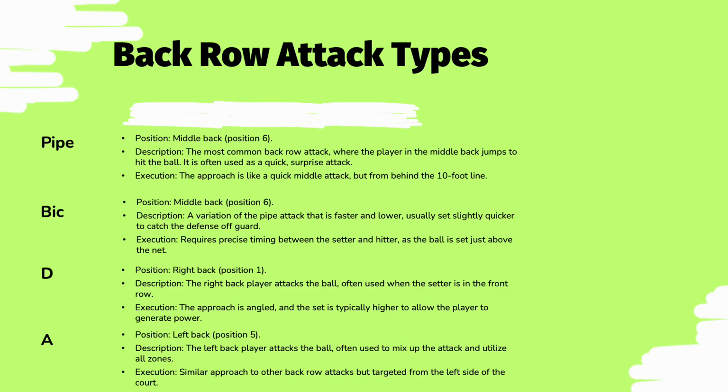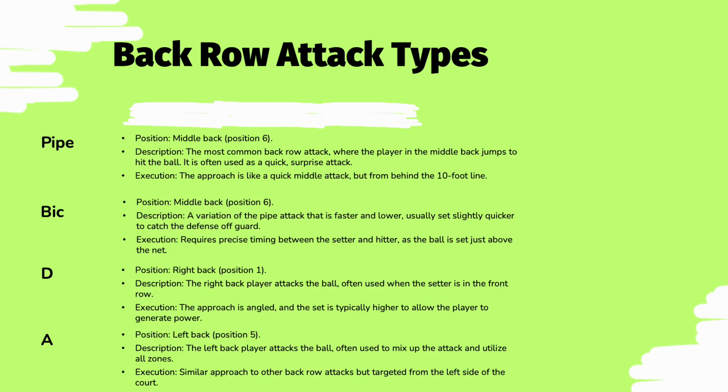A bick, which is sometimes used synonymously with a pipe, is a similar type of attack that occurs from that middle back position, if you will. It is a variation of the pipe attack, but it's usually a little faster and a little lower, and set slightly quicker to catch the defense off guard.